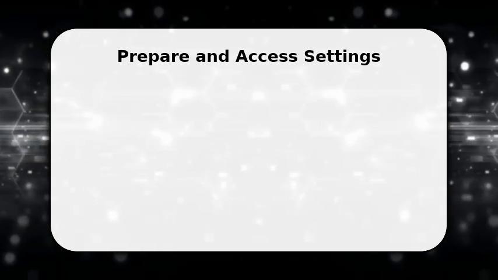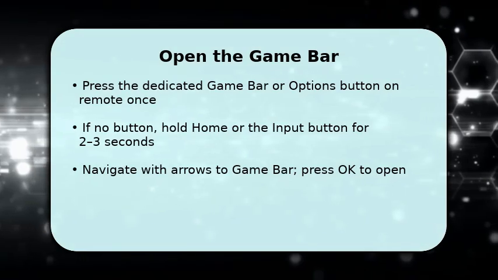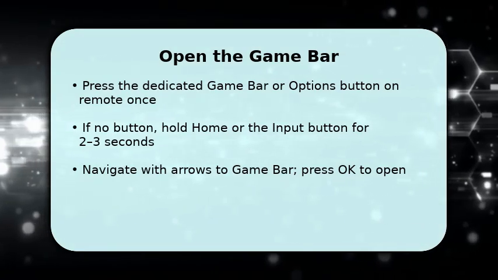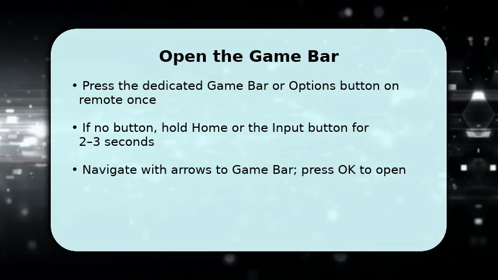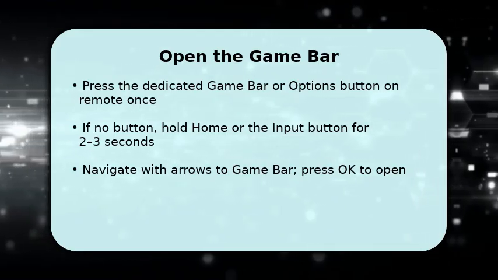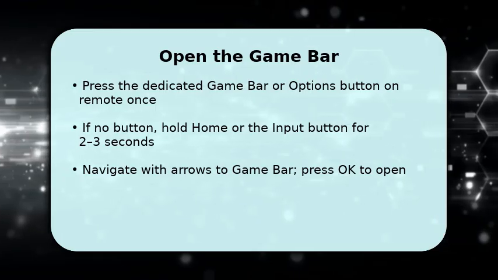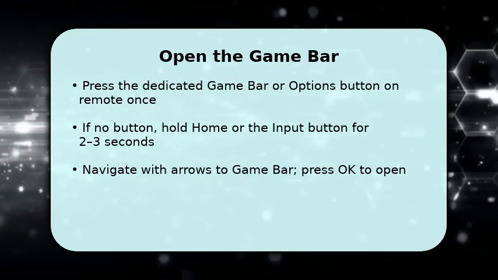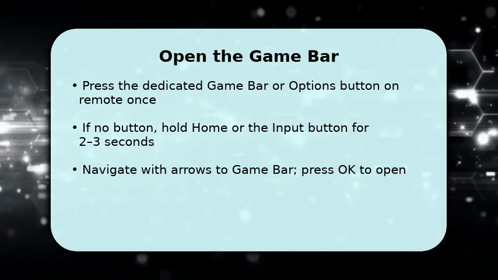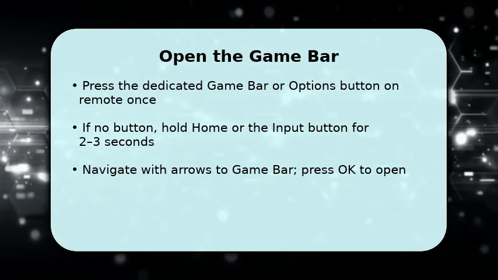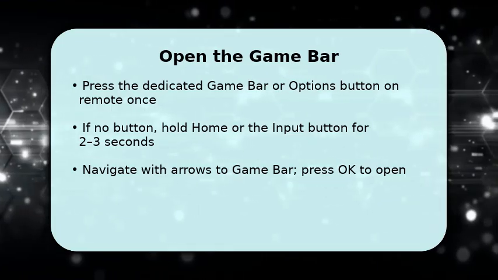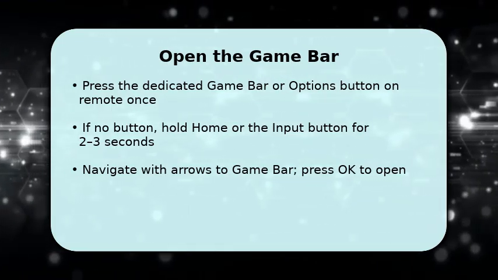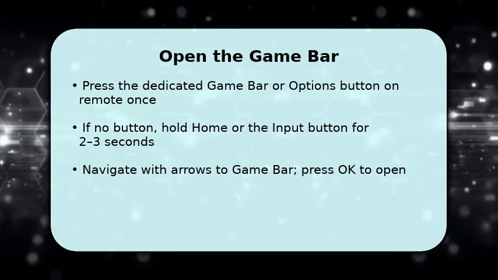With prerequisites set, use the remote to open the Game Bar. Press the dedicated Game Bar or Options button once and wait for the overlay. If your remote lacks a Game Bar key, hold Home or the Input button for 2 to 3 seconds to trigger advanced menus. Then navigate with the arrow keys to the Game Bar entry and press OK to open it. Make sure to move slowly between menus so the TV can load the overlay without timing out or skipping steps.